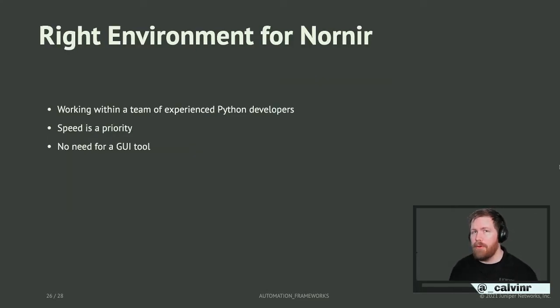Right environment for Nornir. Obviously, if you've got some experienced Python developers on your team, fantastic way to go. Speed is a priority. Nornir is absolutely outstanding at managing multiple connections. Ansible is great too. But if speed is a priority, typically you would lead with Nornir, or you would go with a compiled language, maybe something in Golang. There's other options out there for you as well, and obviously no need for a GUI.